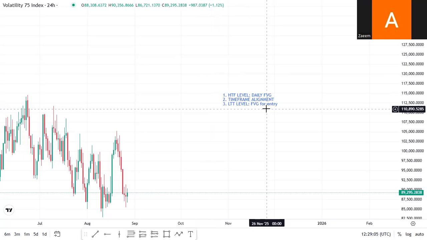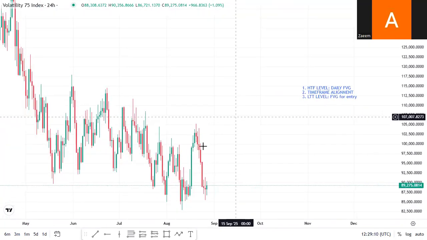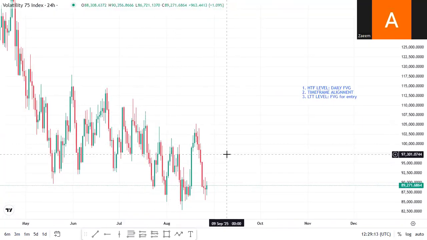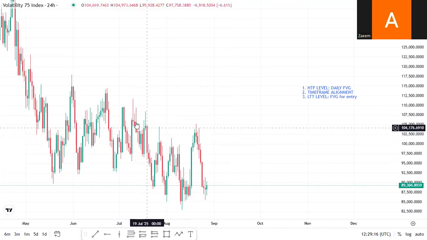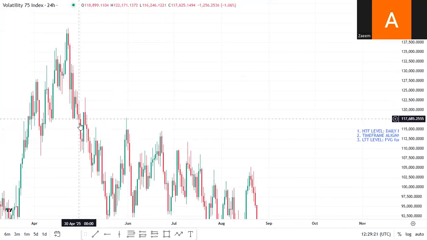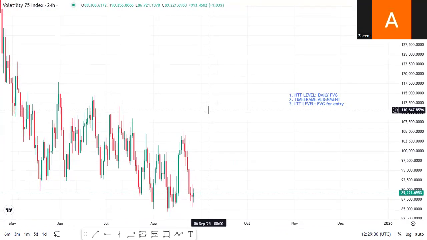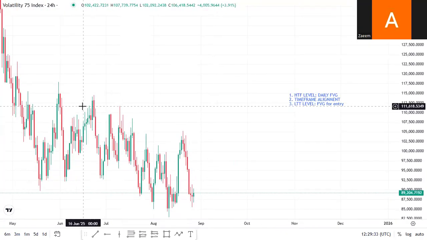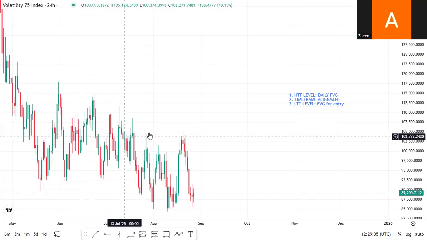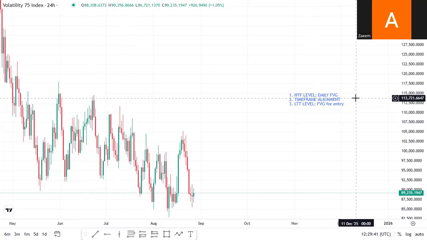So we just need fair value gap. So let's make an example here. There are a lot of examples here, but I don't want to go back much like that. You can test it. Look at it. All those fair value gaps, you can see how price is reacting from them. But here we can apply the same concept to order block. Because what I noticed in V75 is that they respect order block more often than fair value gap.